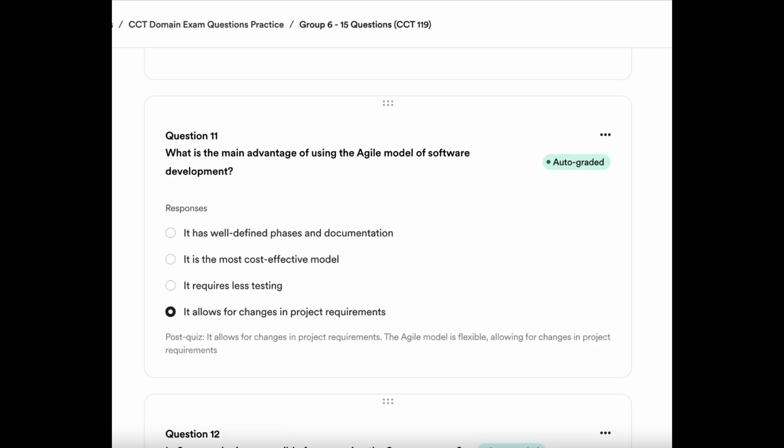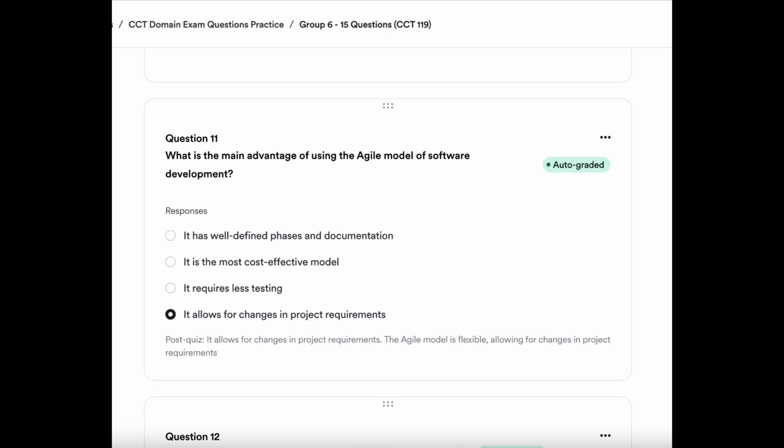Question 11, what is the main advantage of using the Agile model in software development? A, it has a well-defined phase and documentation. B, it's the most cost-effective model. C, it requires less testing. Or D, it allows for changes in project requirements. And the answer is D. It allows for changes in project requirements.